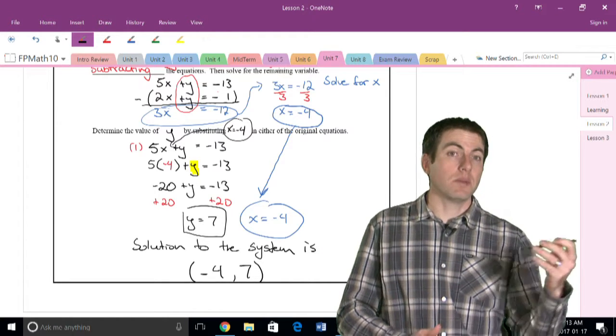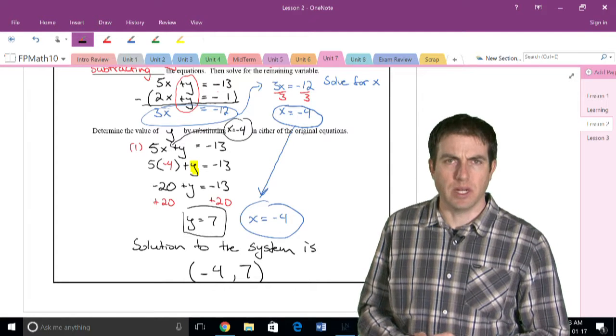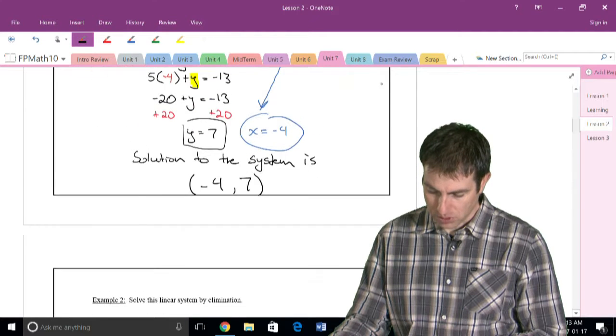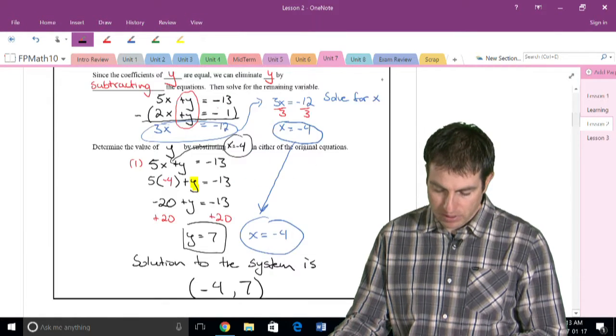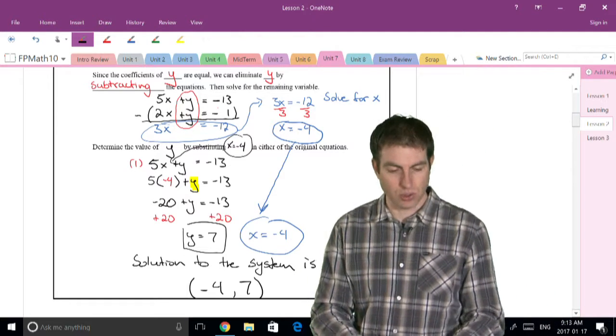Now, it's not always going to make sense to graph them. Some people probably like doing this elimination method a bit better. But again, it just comes down to preference, whichever one you want. Anybody have any questions there? Anything you're confused about? Anywhere I lost you?